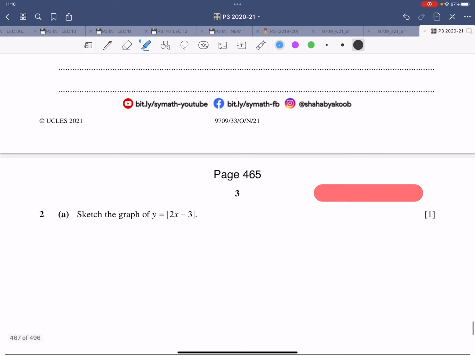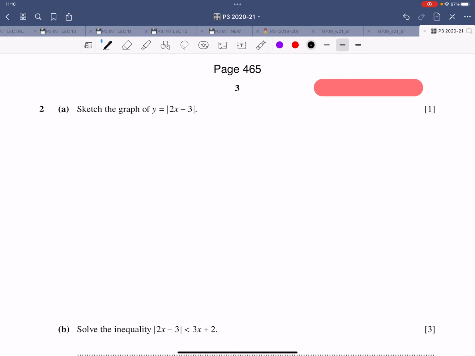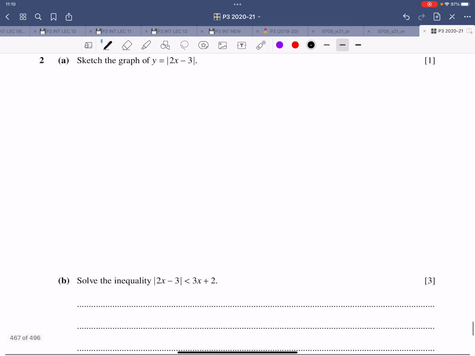Now the next question. What is this about? This is about modulus, and it's about a graph, the sketch, and it's about inequality. So now there are two ways of doing it. Let me first do the first part. That is, we need to sketch y equals 2x minus 3.